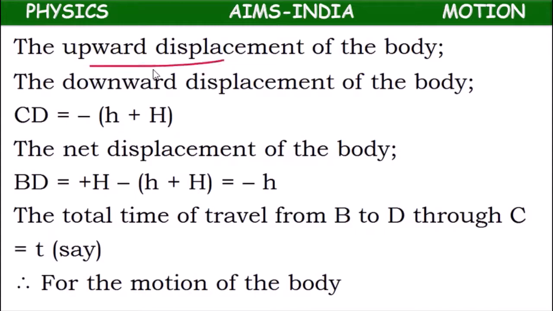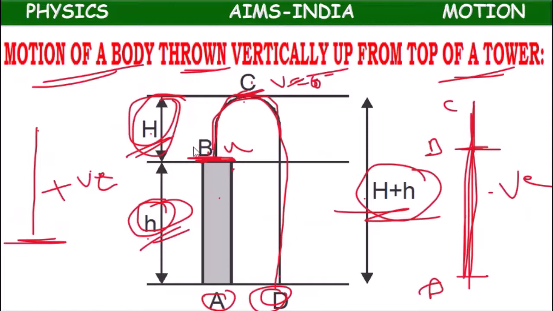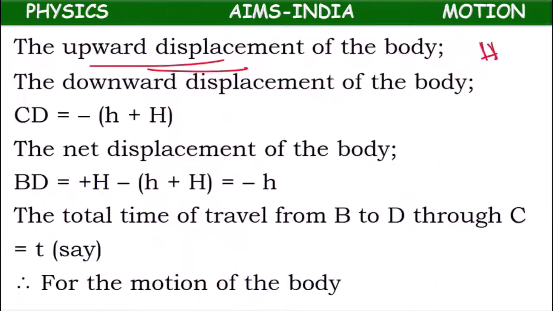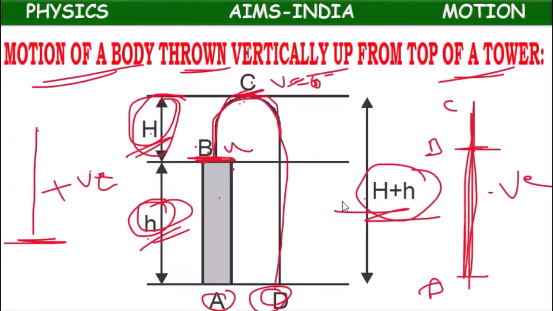So the upward displacement of the body is capital H, because from here it went to C, it's only capital H. The total downward displacement of the body is H plus h, but upward is positive, plus H, and downward is negative, minus of H plus h.